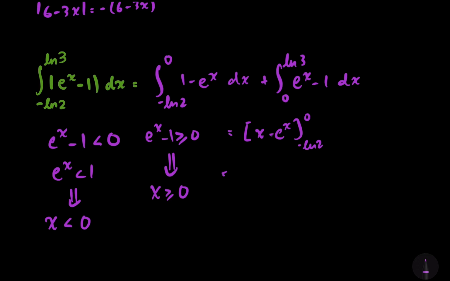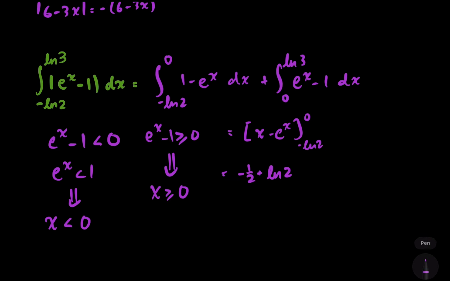When we evaluate it at 0, we get 0 minus e to the 0, which is just negative 1. When we evaluate this at negative natural log of 2, that's going to be positive natural log of 2, and then minus e to the negative natural log of 2 is just going to be plus 1/2, and so negative 1 plus 1/2 is going to be just negative 1/2, right?